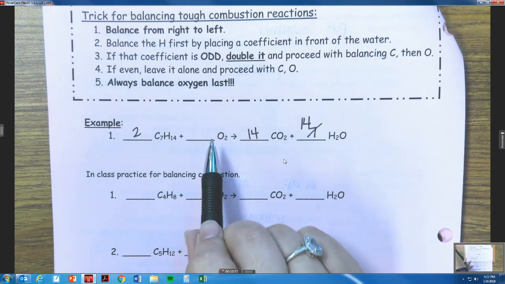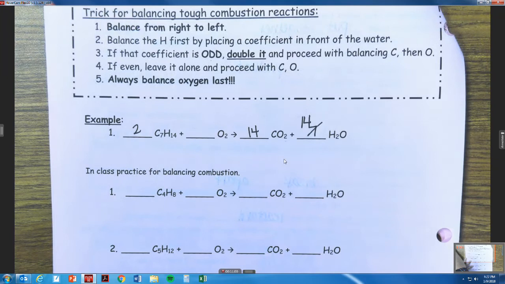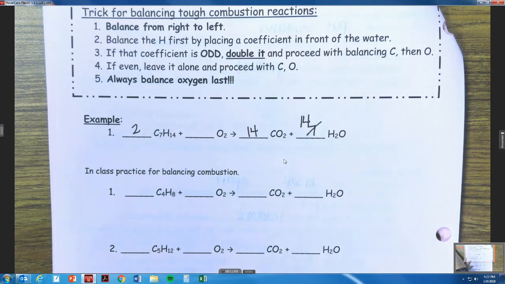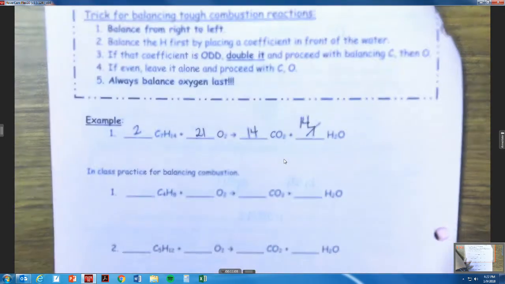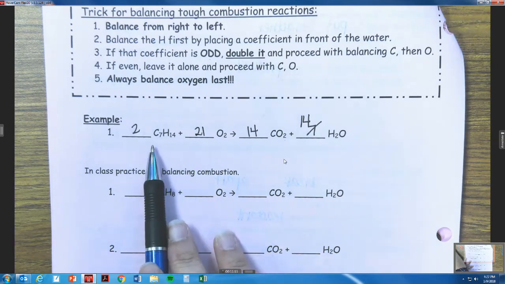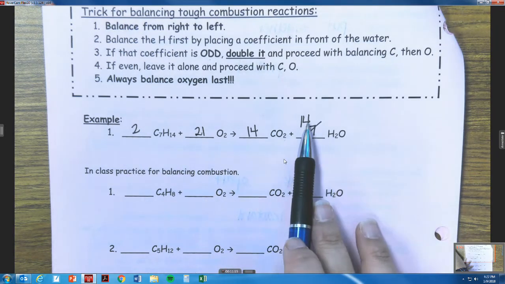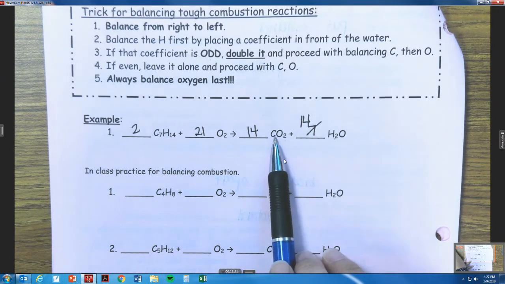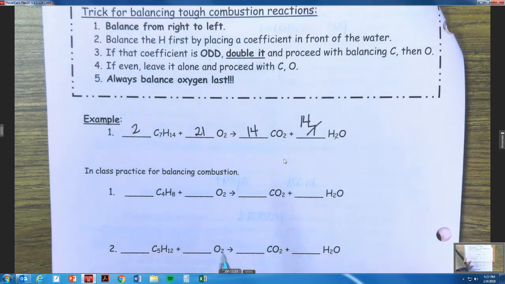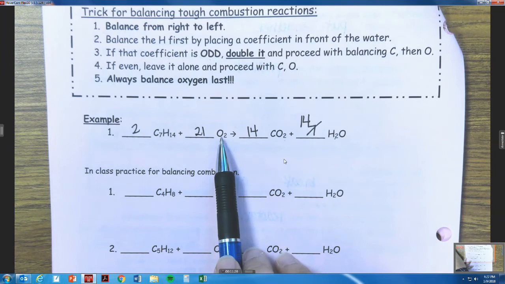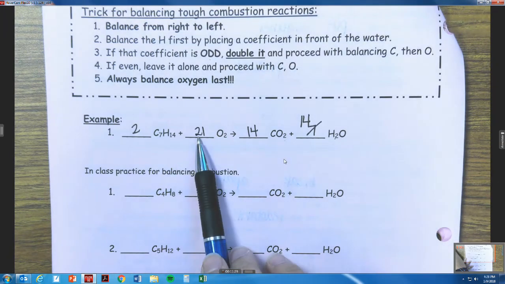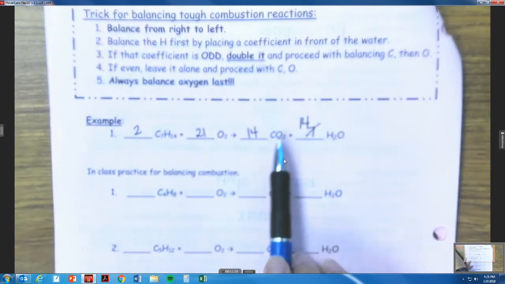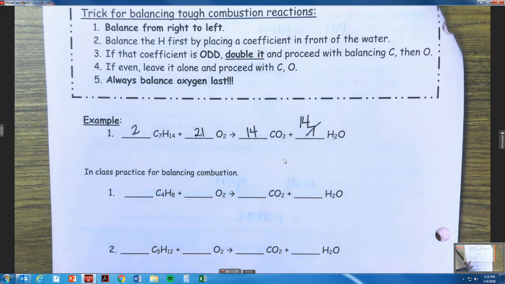So what times 2 equals 42? Well, it's easier to divide. So 42 divided by 2 equals 21. Now our equation should be balanced, right? 14 times 2 is 28 hydrogens. Carbon, we have 7 times 2, that's 14. Carbon, we have 14 times 1, so still 14. Oxygen, we have 21 times 2, that is 42. And then 14 times 2 is 28, plus another 14, that is 42.